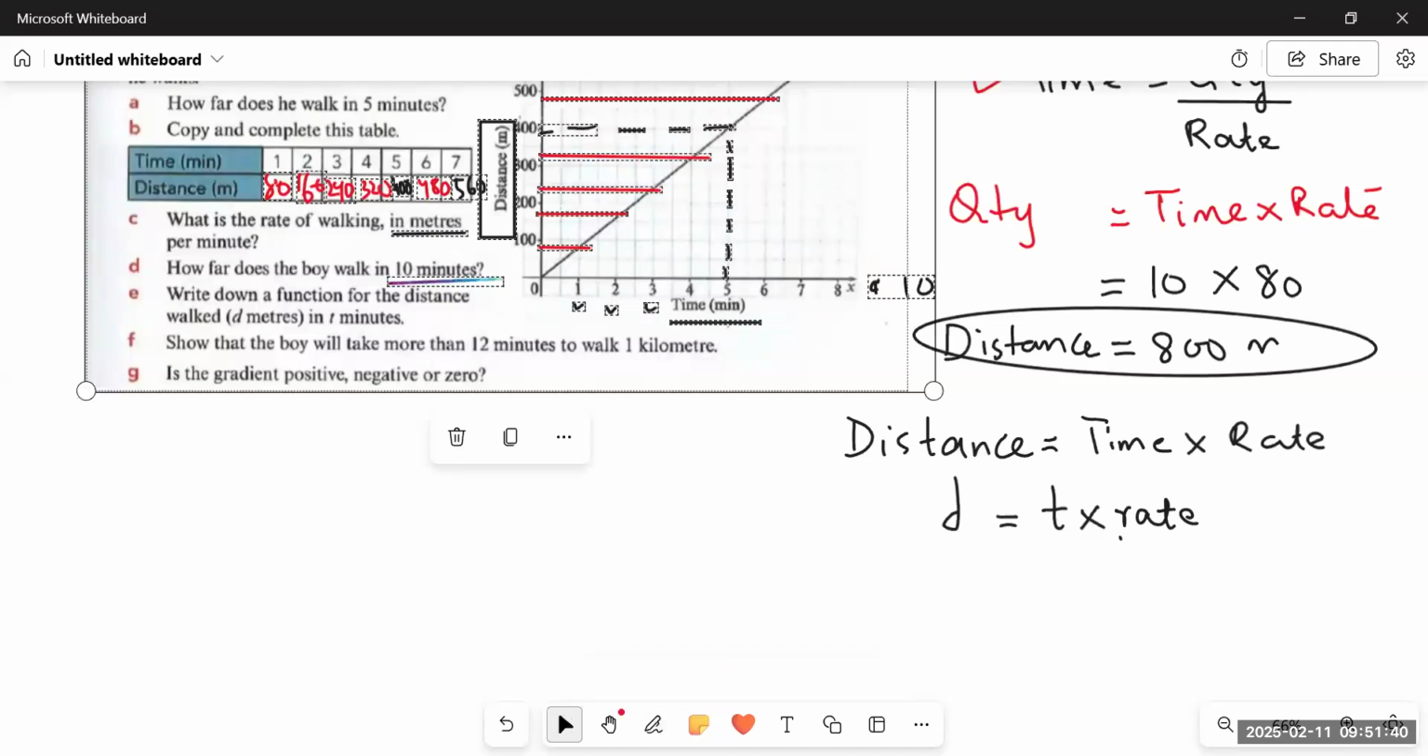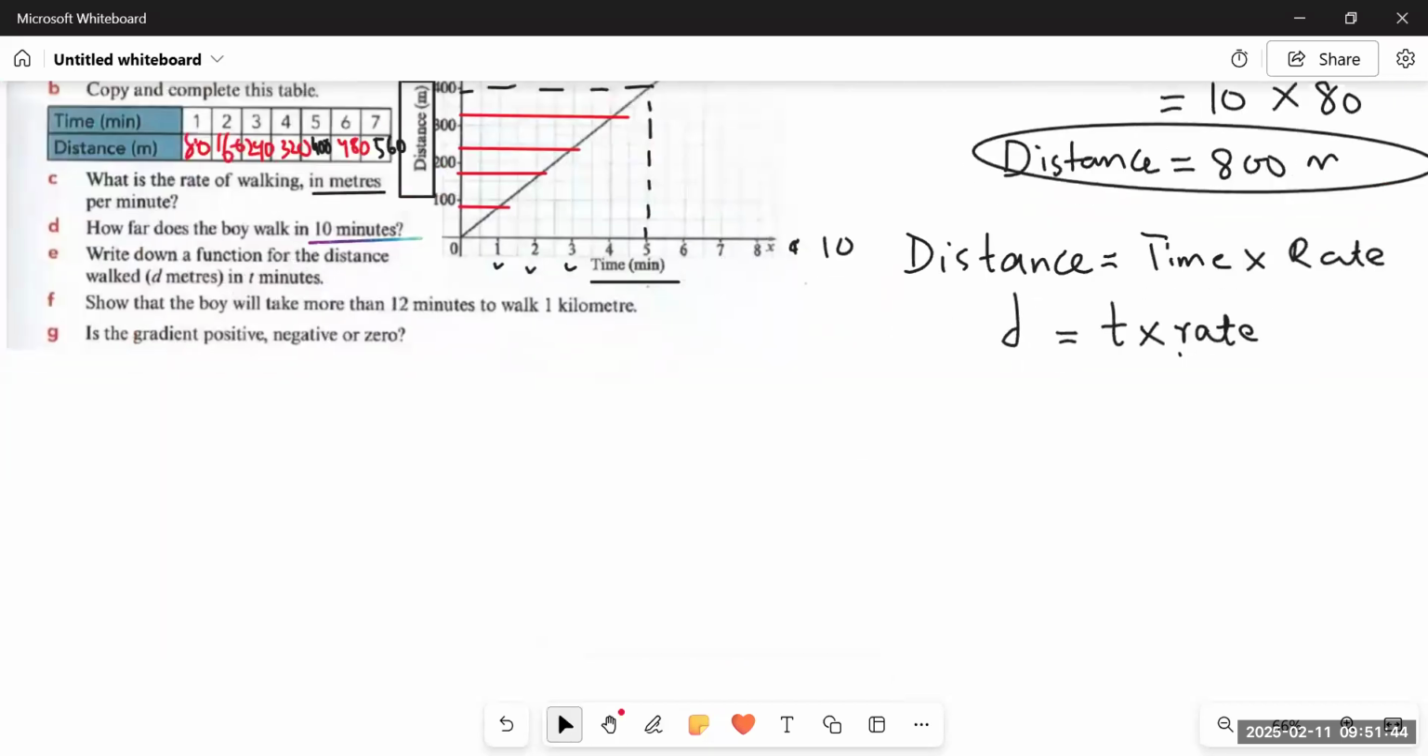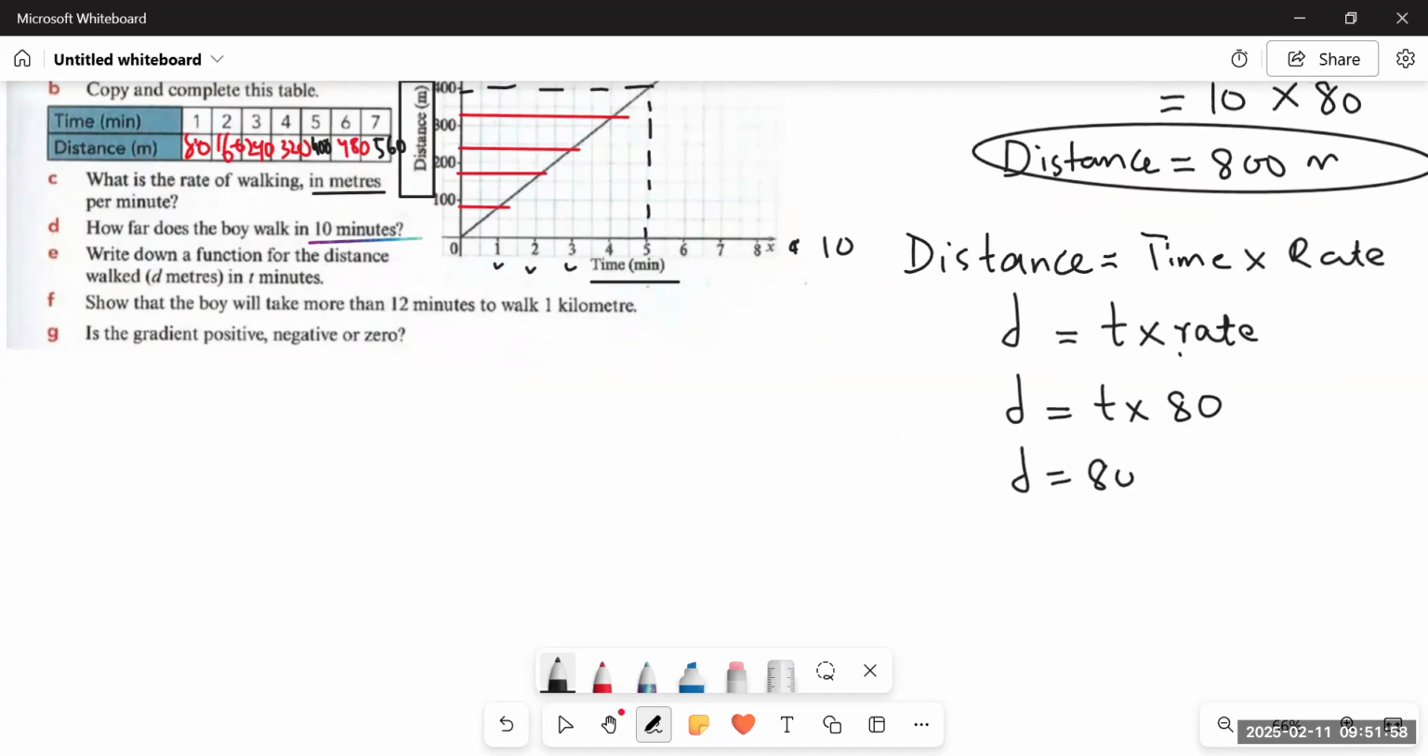And students, since the rate is going to be constant across all these values, we can write it as d equals t multiplied by 80. Because whatever time would be given, we will just multiply it by 80 and we will come up with the distance. So distance equals 80t would be the function, because we can keep the constant number in number form.